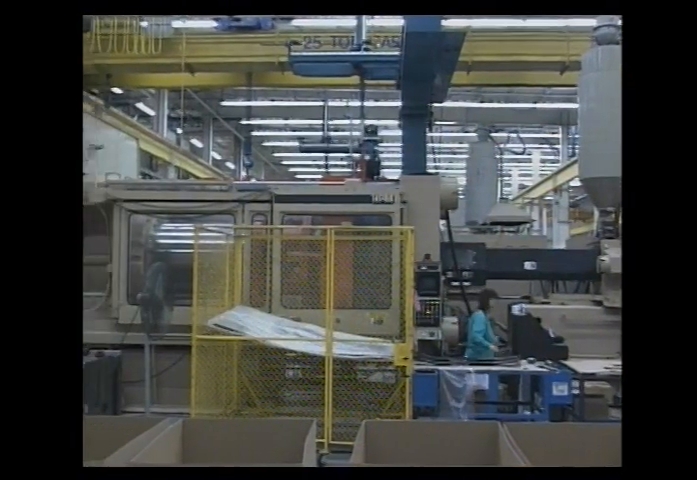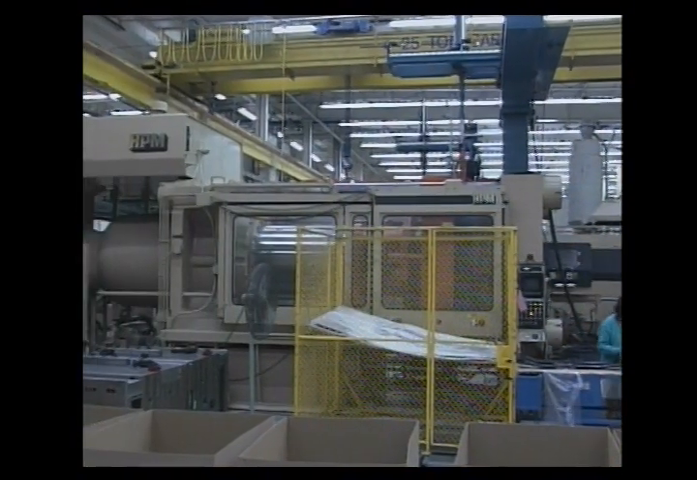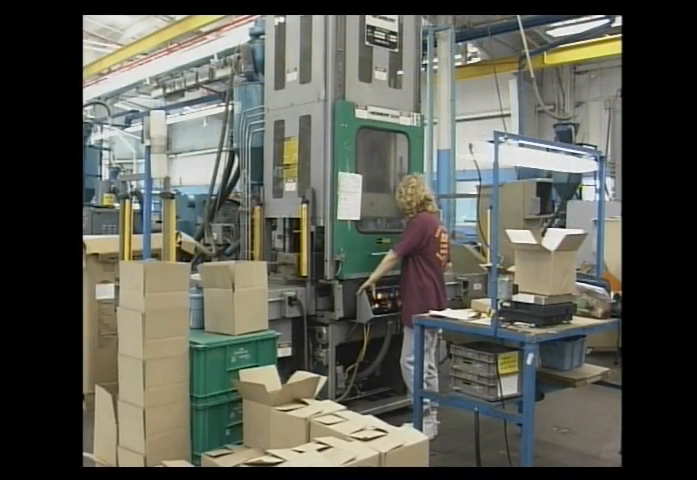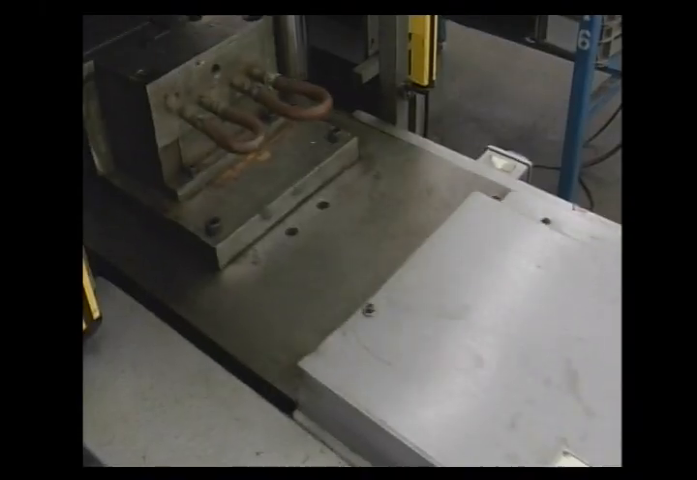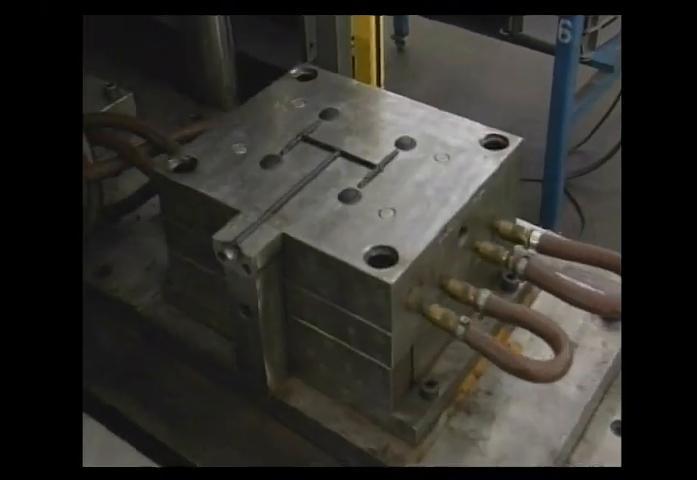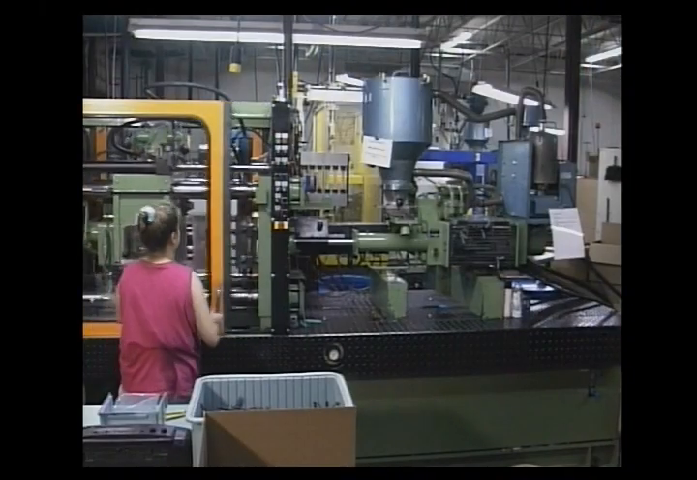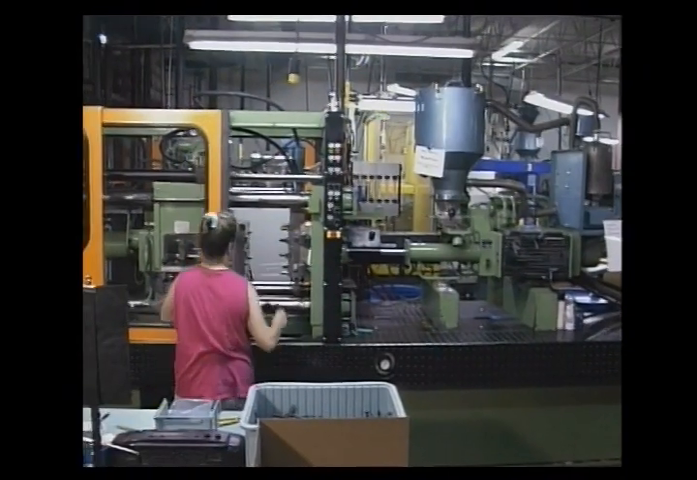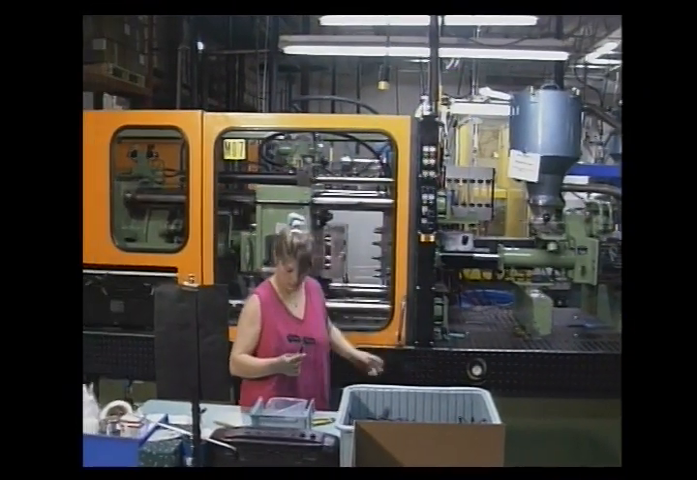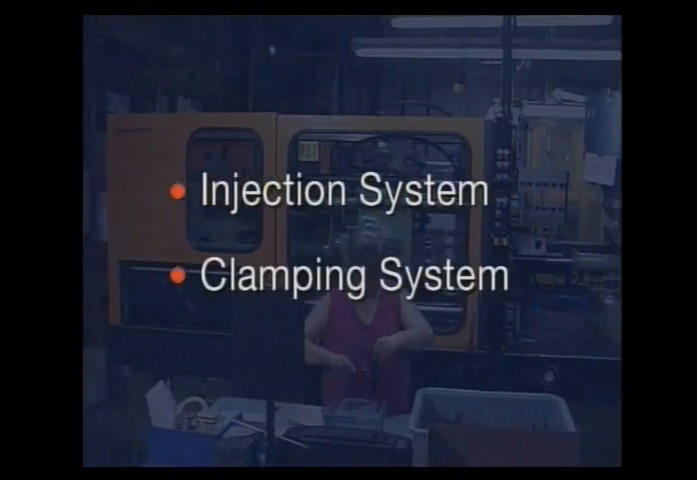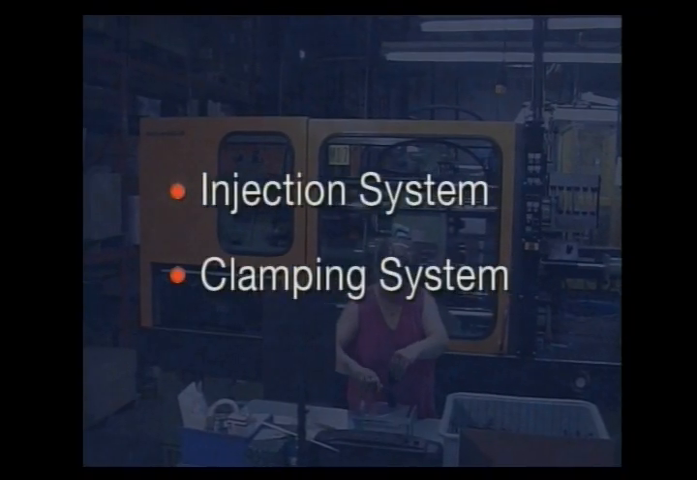Most injection molding machines are horizontally oriented, but vertically oriented molding machines are available. These vertical machines are primarily used for insert molding. All injection molding machines are a combination of 2 systems, an injection system and a clamping system.